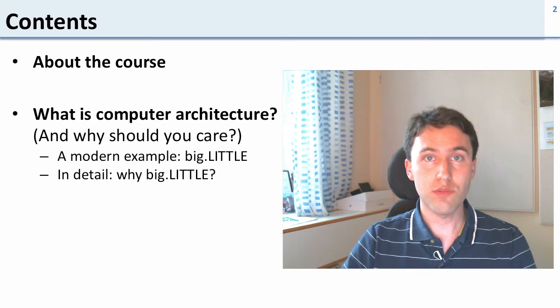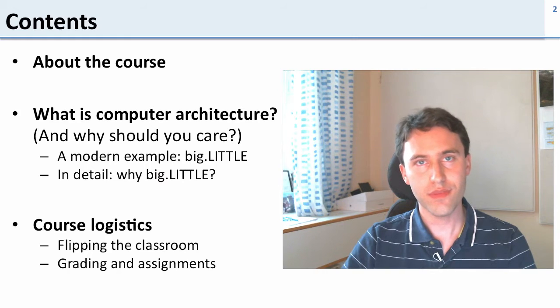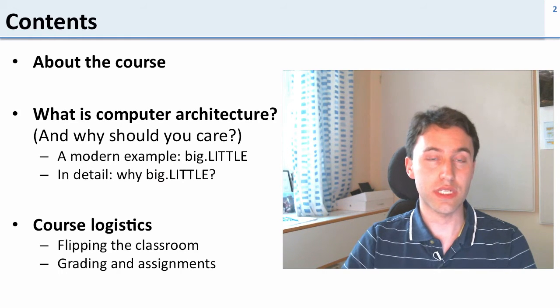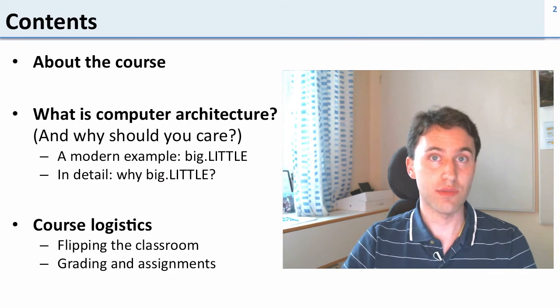To do this, we're going to look at a modern example, and this is the big.LITTLE processor. We're going to look at the example of why it's interesting, and then we're going to go into some of the details about how computer architecture relates to this example. By the end of this, you should have a feeling for what sort of things you're going to learn in this class. We're also going to talk about the course logistics, in particular what a flipped classroom course is and why we're doing that in this class, and how the grading and assignments in this course work.